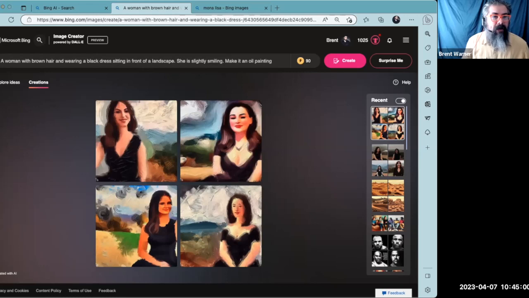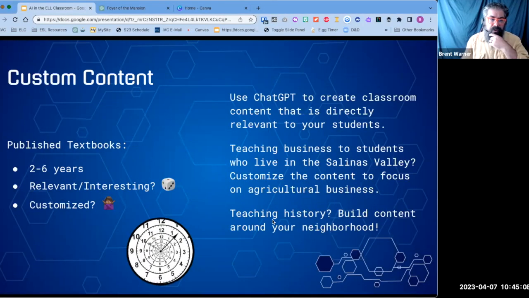With that, I do want to share one last part. Let me swap back to our screen here, which I do think is very important, which is custom content. Published textbooks take so long to come out. Within the last couple of years, I still had textbooks that would ask things like, do you know what the World Wide Web is? These kinds of embarrassing questions shouldn't be in textbooks, but for some reason they still are.